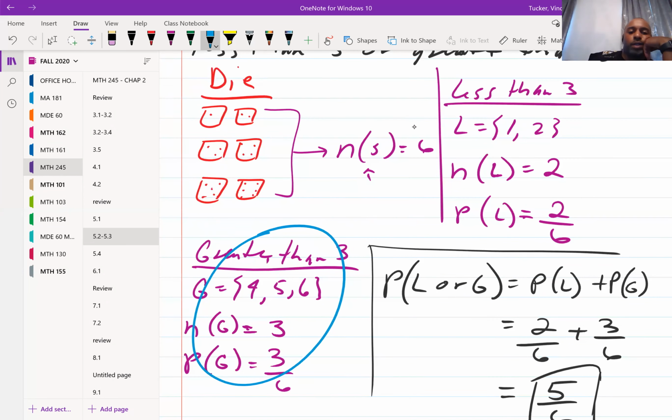Over here, we're exploring this event in the same way. This time, we're looking at numbers that are greater than 3. In our sample space, we're talking about 4, 5, and 6. So there are 3 numbers that are greater than 3, and that's 3 over 6 as a probability.